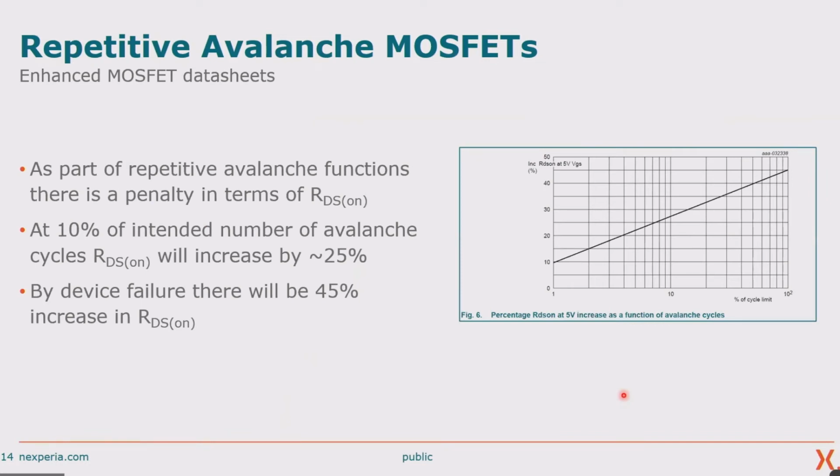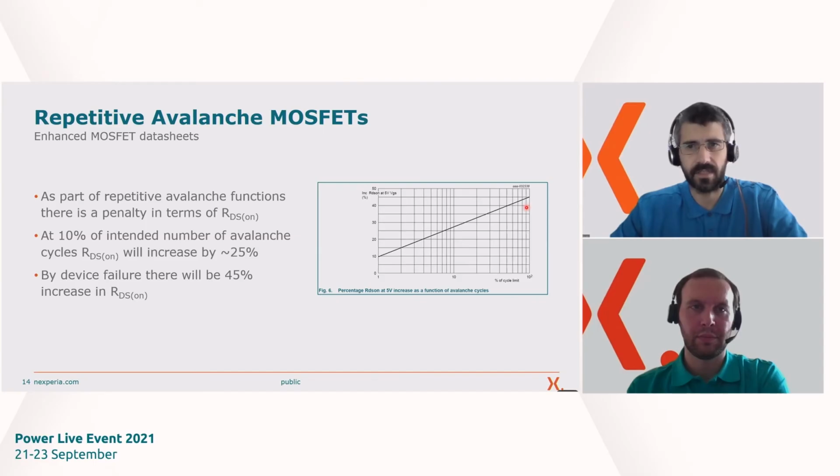However, it needs to be noted that there is a penalty in terms of RDS-on increase during the lifetime of the MOSFET. So for example, at 10% of the intended number of avalanche cycles, there is about 25 to 27% increase in RDS-on, while by the end of the life cycle, there will be about 45% increase in RDS-on.